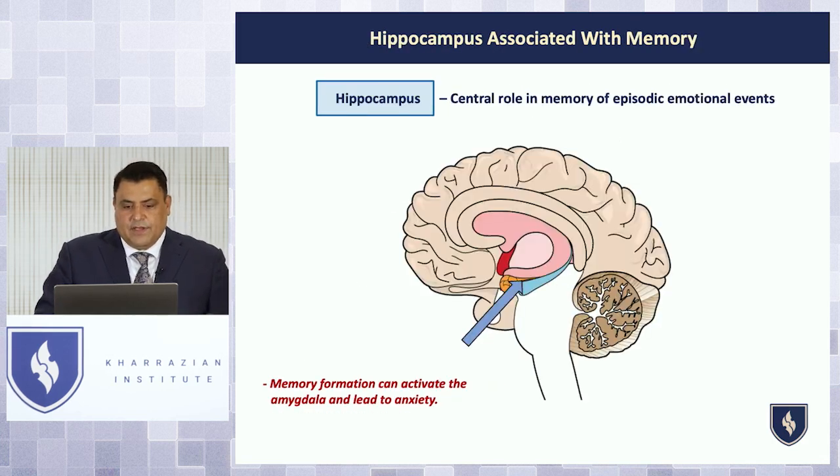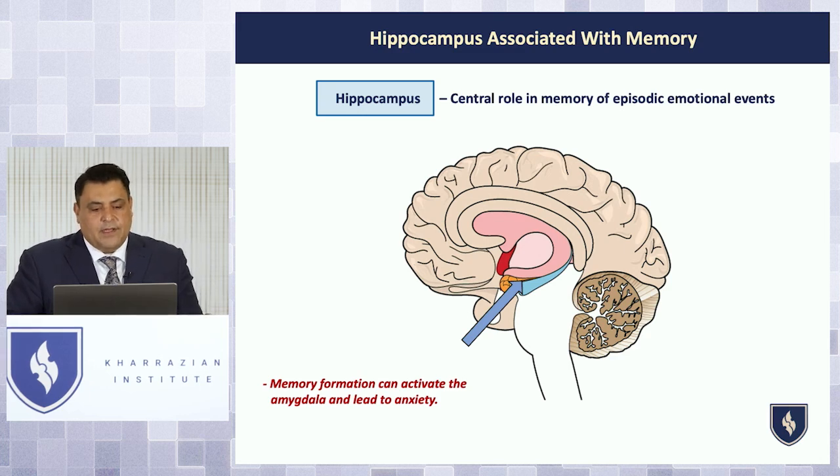And then the hippocampus is the area that's involved with memory of episodic emotional events. So memory formation can activate this amygdala pathway. Things like PTSD are strongly linked with the hippocampus. Social anxiety causes activation of the hippocampus and the amygdala in imaging studies. So these are the major areas of the brain.